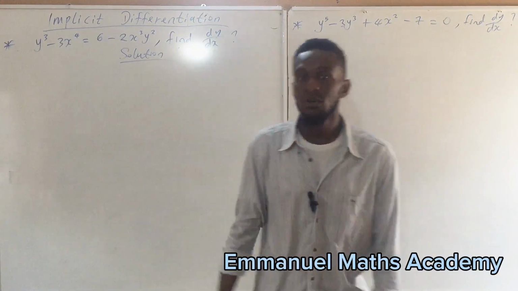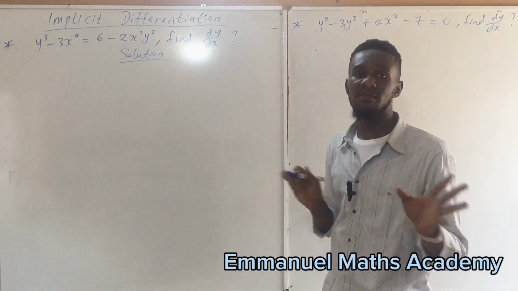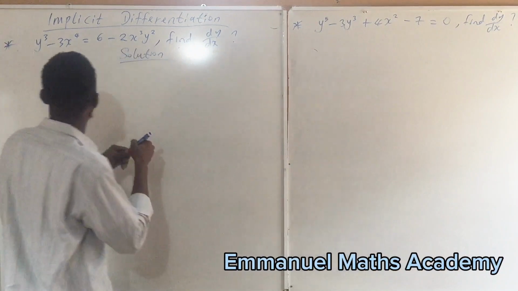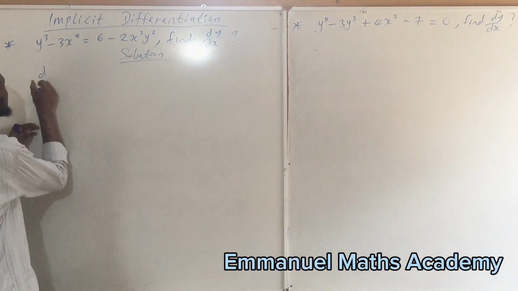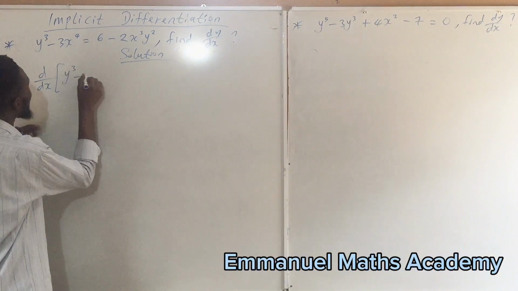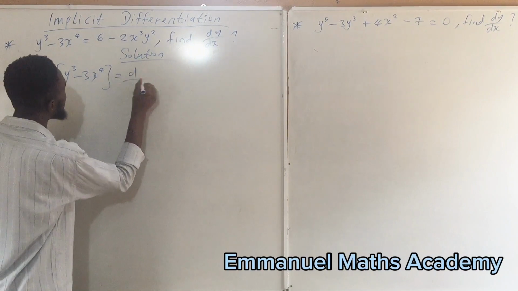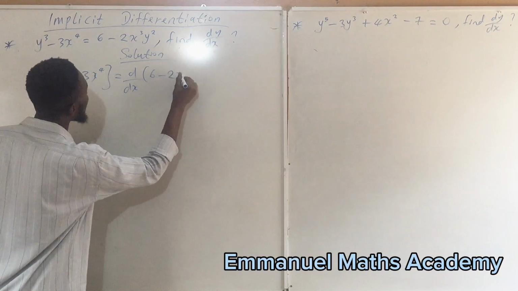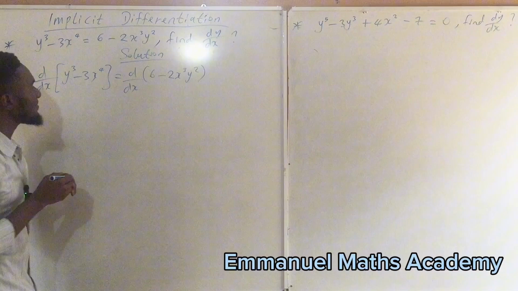Now listen, what's the first step that you do? You take the derivative of both sides. Now taking the derivative of both sides, you now have d over dx of y power 3 minus 3x power 4 equal to d over dx of 6 minus 2x power 3 y power 2. Is that clear?